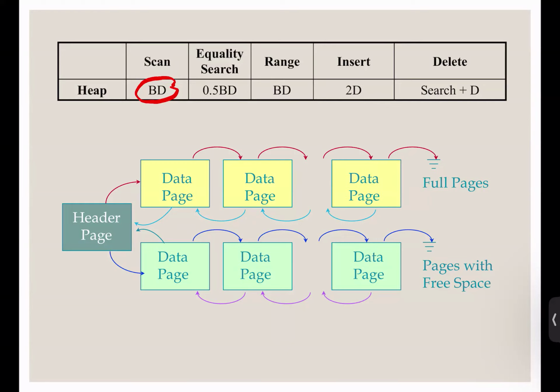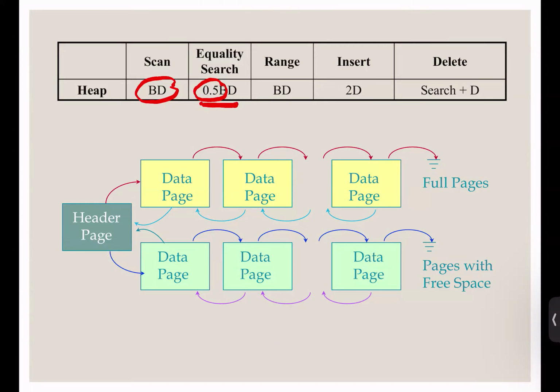So if you have B pages total, the average case would be you would find that particular item halfway through, which is 0.5 B pages, right? So on average, you would get to your answer in 0.5 B pages. And each page would take you D time. So overall, that's 0.5 B times D. That's for equality search.